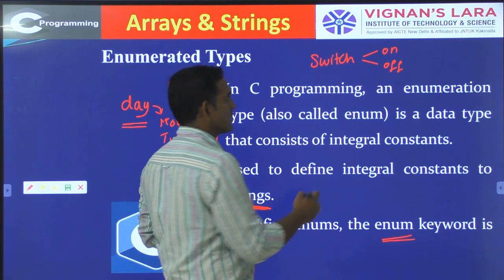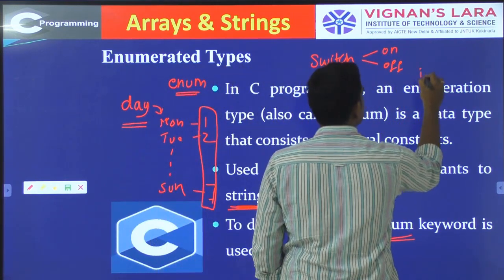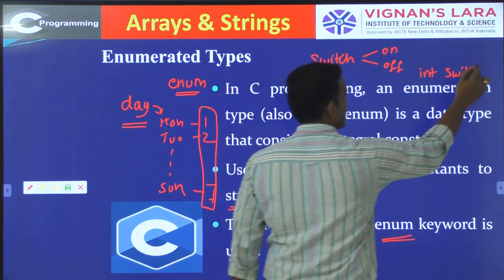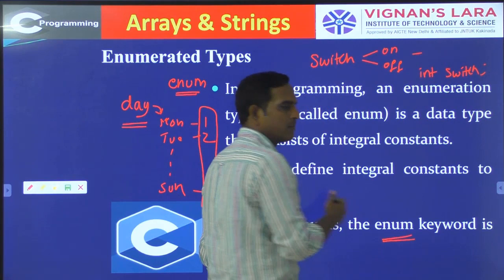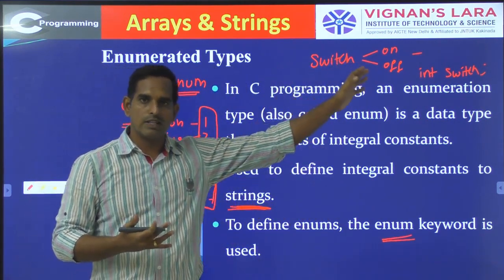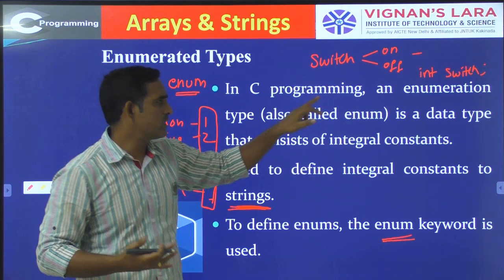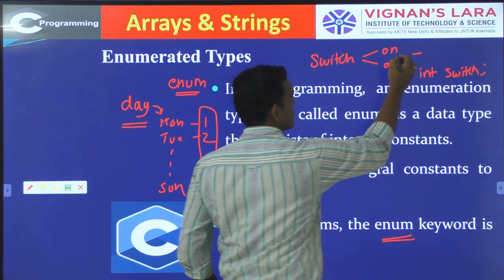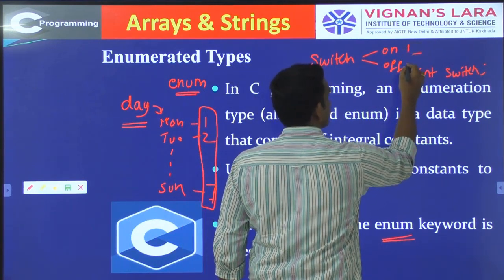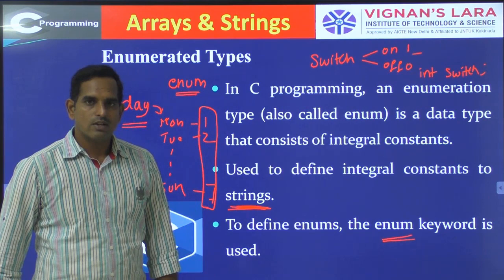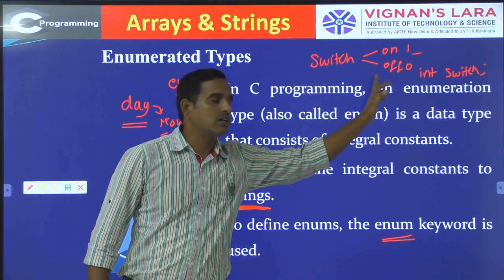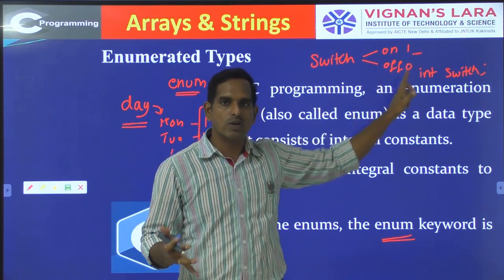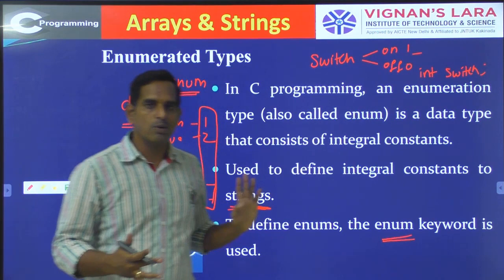If you take it as an integer, int switch, then the switch can take values from minus 2 power 32 to plus 2 power 32, depending on your data type. We don't need so many values to represent a switch. You just need two values. At that time you can represent on with 1 and off with 0. In such situations where you have values as strings but don't want to work on those strings, and instead want to work on numbers, you can go for enumerations.